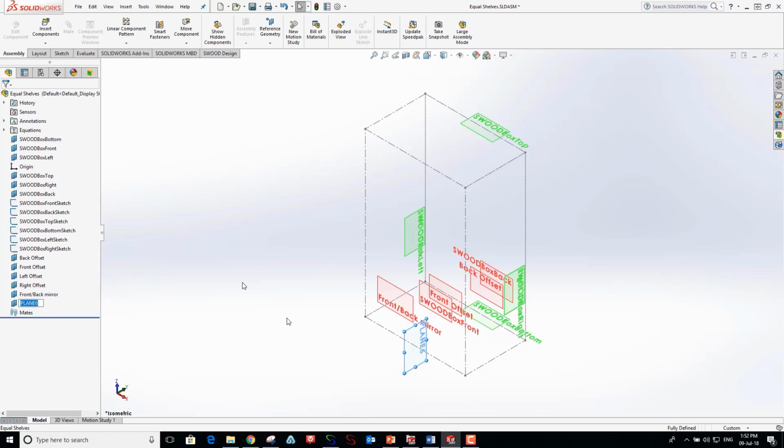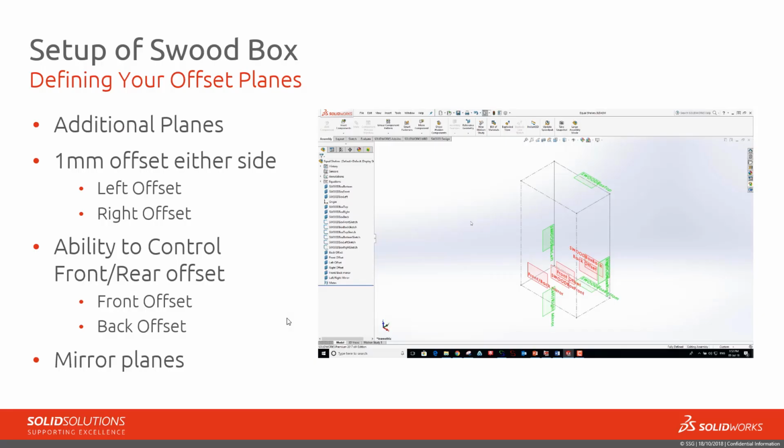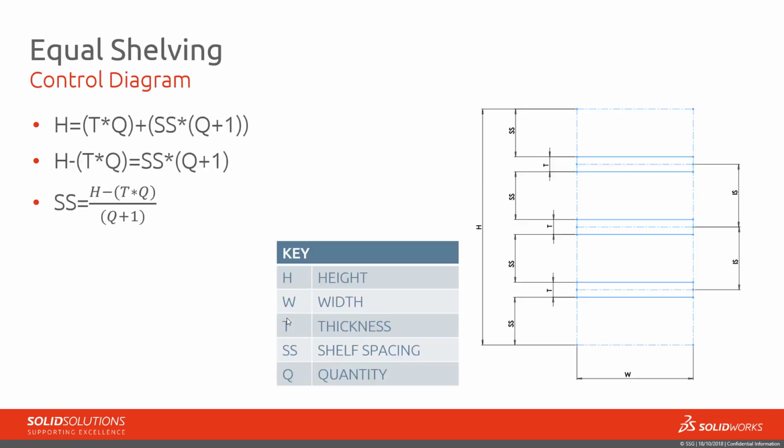Confirming that plane creation again on the feature tree, we're just going to look at renaming it. And I'm just going to update the file with a final save. So you can see there how early doors I've set up the planes needed to work through the definition of this SWOOD box. Having done that, what we'll look to do next is make our way through to creating the shelves.